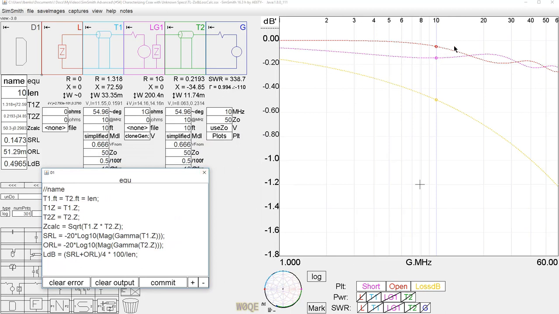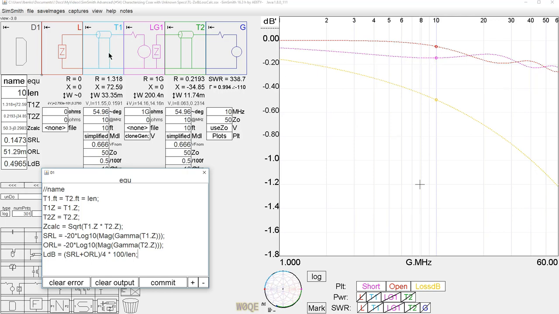And here's what we see. We see the crisscross of the two return loss numbers again. What we're going to do is average those two numbers right here. We're going to divide it by 4.